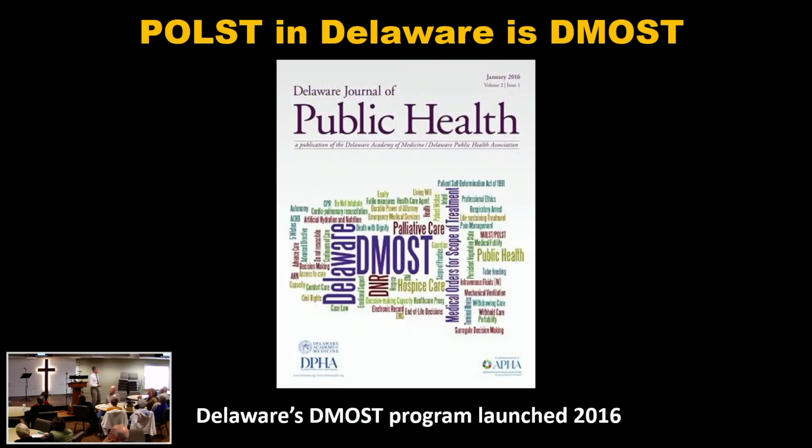In Delaware, it's called DMOST. Every state has a name. DMOST means Delaware Medical Orders for Scope of Treatment. So I made this up. I thought, every state has a name, so I went to Alabama, maybe, almost. I don't know.